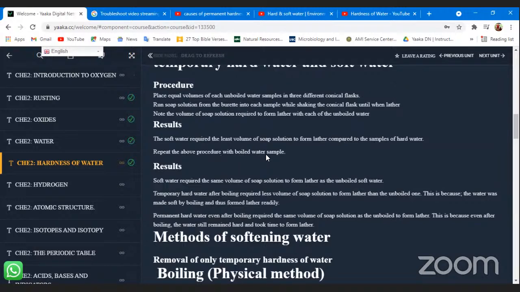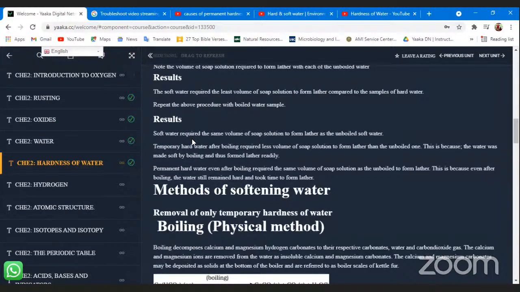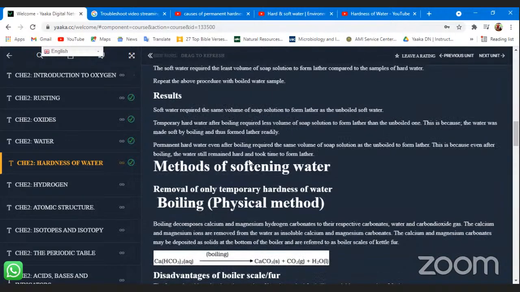Repeat the above procedure with boiled water samples. Here are the results. Soft water required the same volume of soap solution to form lather as the unboiled soft water. Temporary hard water after boiling required less volume of soap solution to form lather than the unboiled one. This is because the water was made soft by boiling and thus formed lather readily. Permanent hard water, even after boiling, required the same volume of soap solution as the unboiled to form lather. This is because even after boiling, the water still remained hard and took time to form lather.